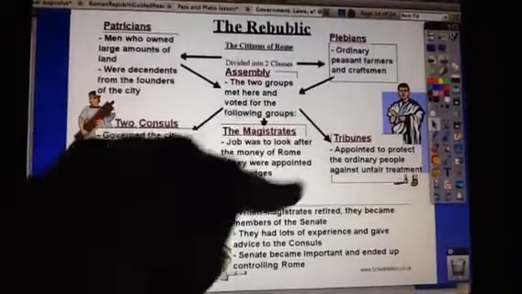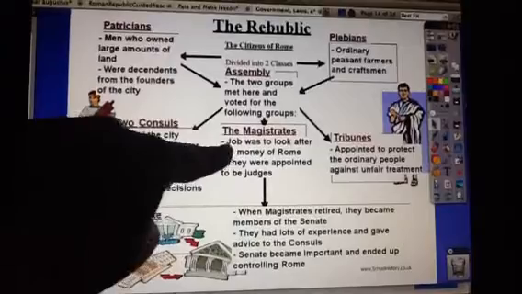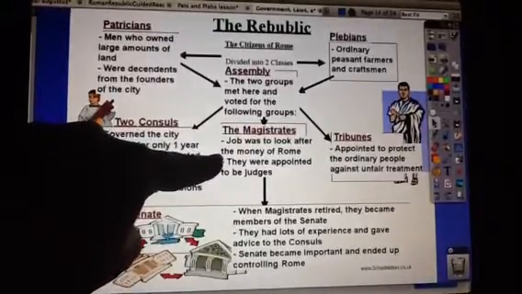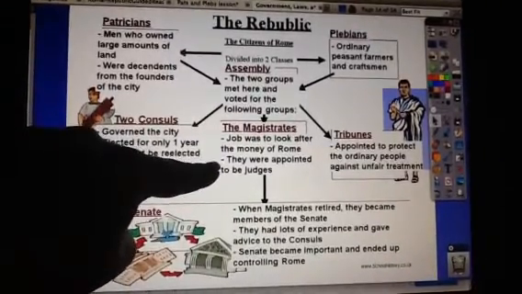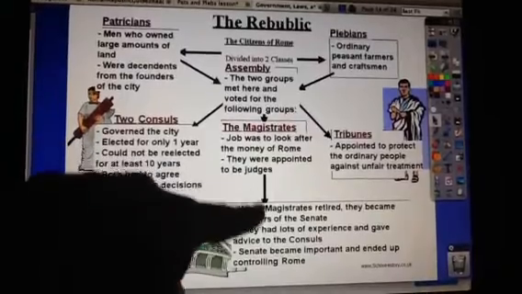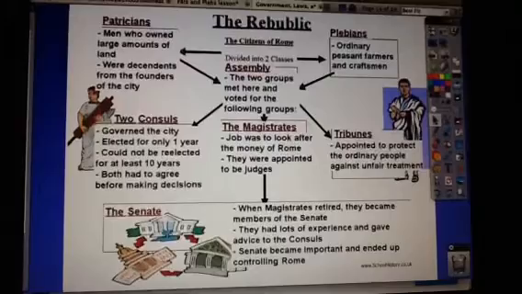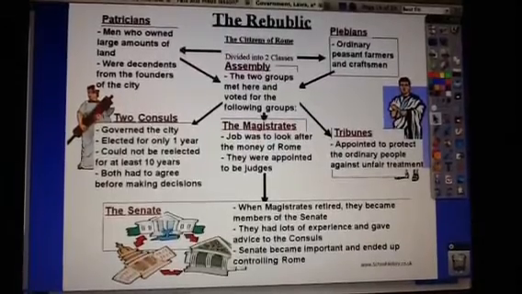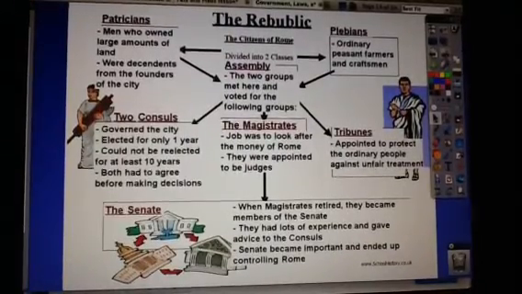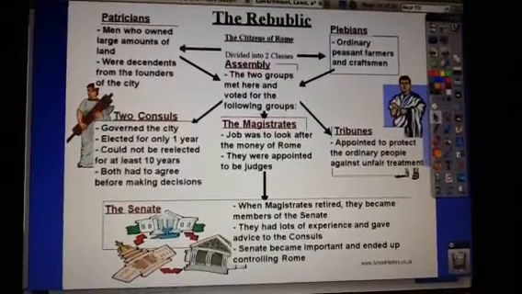And the third group that was voted on was the magistrates. Their job was to look after the money of Rome. They were appointed to be judges. And then, when the magistrates retired, they became members of the Senate. They had lots of experience and gave advice to consuls. The Senate became important and ended up controlling Rome, and we'll talk about that a little bit later.